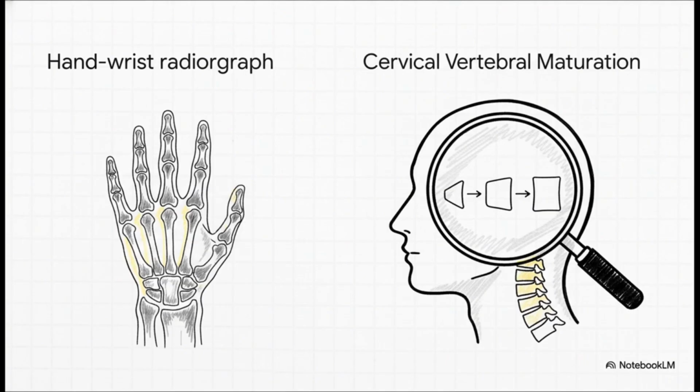Well, these are the two main tools we use. A hand wrist X-ray gives us a look at dozens of little bones, and how they're developing gives us a really detailed picture of skeletal age. The other method is called cervical vertebral maturation, or CVM. It analyzes the changing shape of the vertebra in your neck. And CVM is incredibly useful because its stages line up almost perfectly with the peak of that growth velocity curve we just saw. It tells us, hey, you are in the prime window for treatment right now.